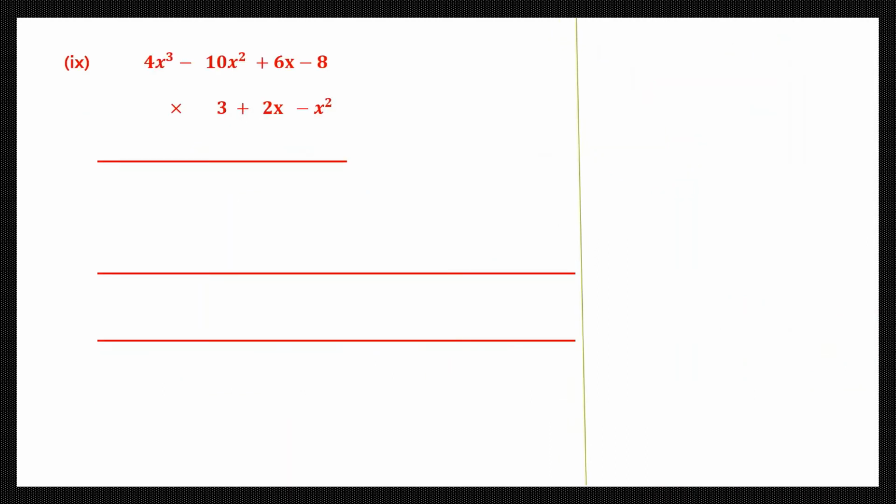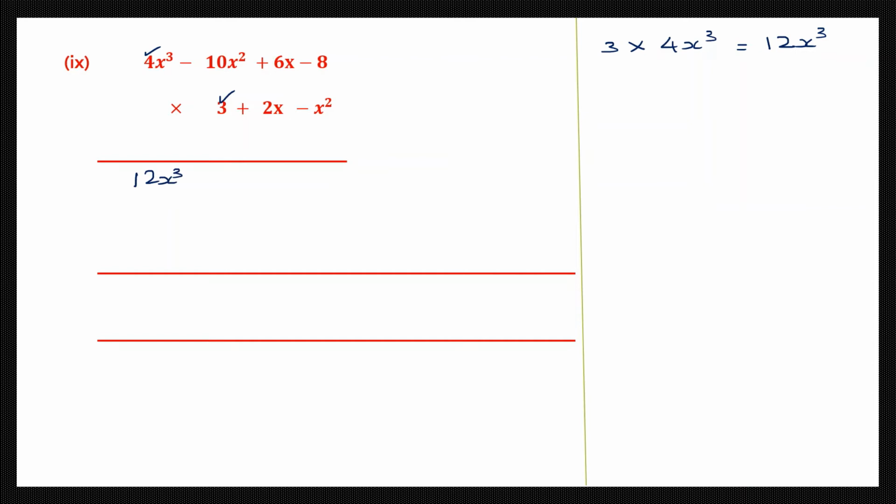Question 9. Let's multiply 3 into 4x to the power of 3. So 3 into 4x to the power of 3. Now 3 4s are 12x to the power of 3. So let's write that down. That's 12x to the power of 3.